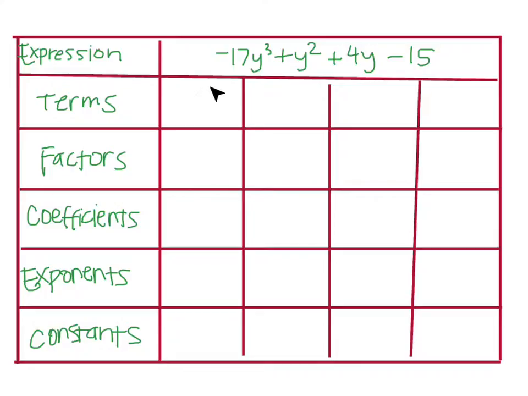So my first term is this one right here, negative 17y cubed. My second term comes afterwards, and it's plus y squared. So since it's plus, I'm going to do positive y squared. And then we move on to a positive 4y, or plus 4y, so I'm going to write positive 4y. And then it continues on to minus 15, so let's go ahead and put negative 15 down here in the box.